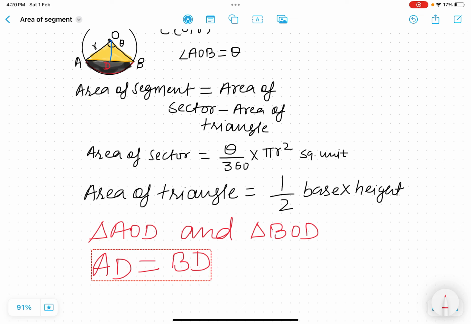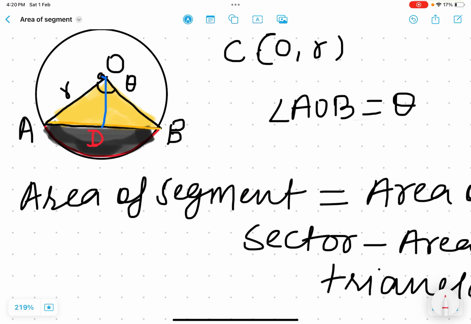As you might have studied in earlier classes, if you draw a line from the center of the circle to the chord, and if that line OD is perpendicular to the chord, then it will bisect the chord. You might have studied this in class 9th.